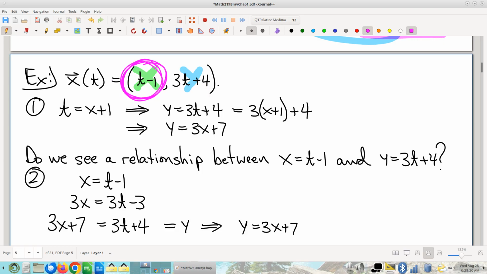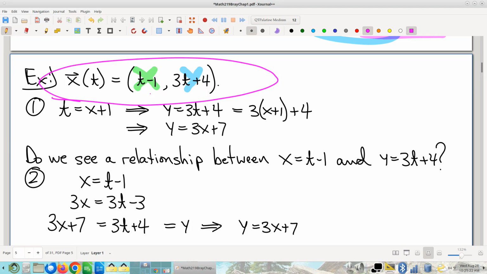So how are we going to figure out what this parameterization traces out? What is the corresponding parametric curve?